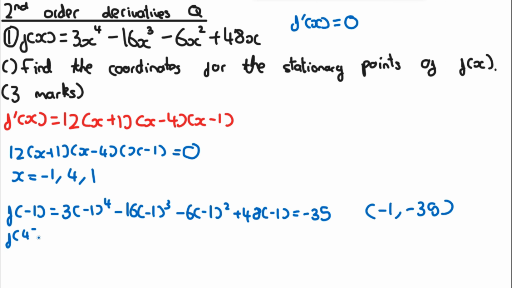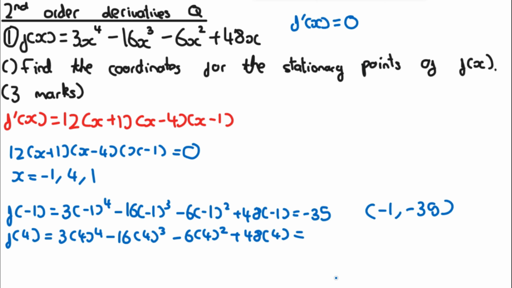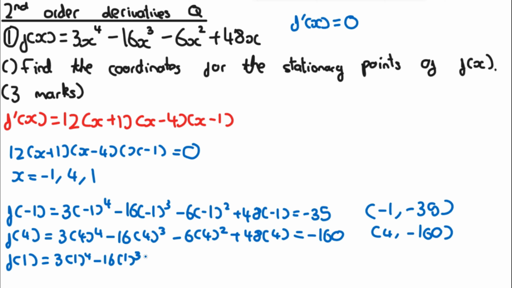f(4) is equal to 3(4)^4 - 16(4)^3 - 6(4)^2 + 48(4), which if you put this into a calculator is equal to -160. Therefore another coordinate is (4, -160). And then finally, f(1) is equal to 3(1)^4 - 16(1)^3 - 6(1)^2 + 48(1), which again, if you put into a calculator, is equal to 29. So the final stationary point is (1, 29), and those are the 4 stationary points.